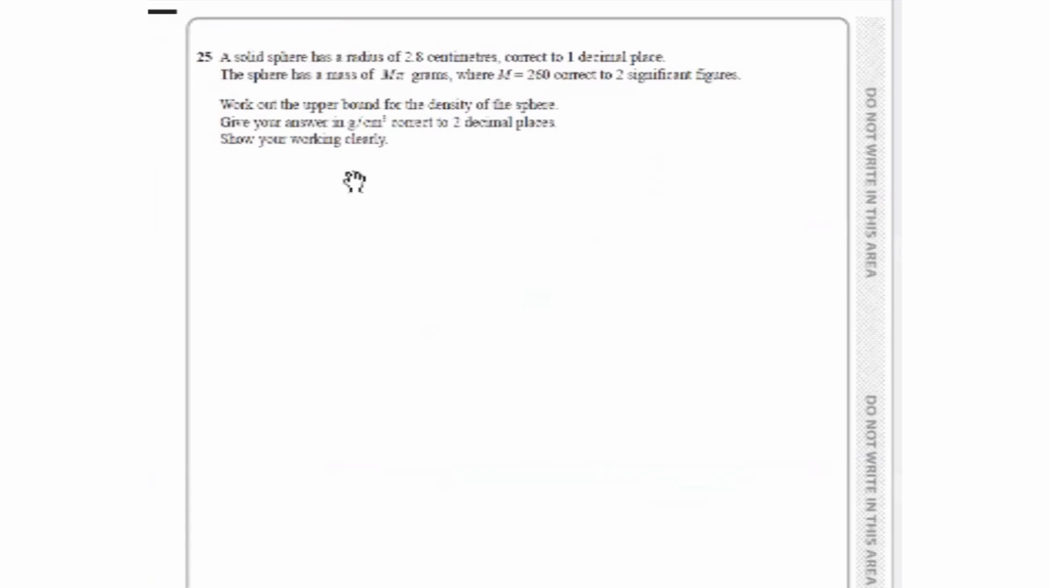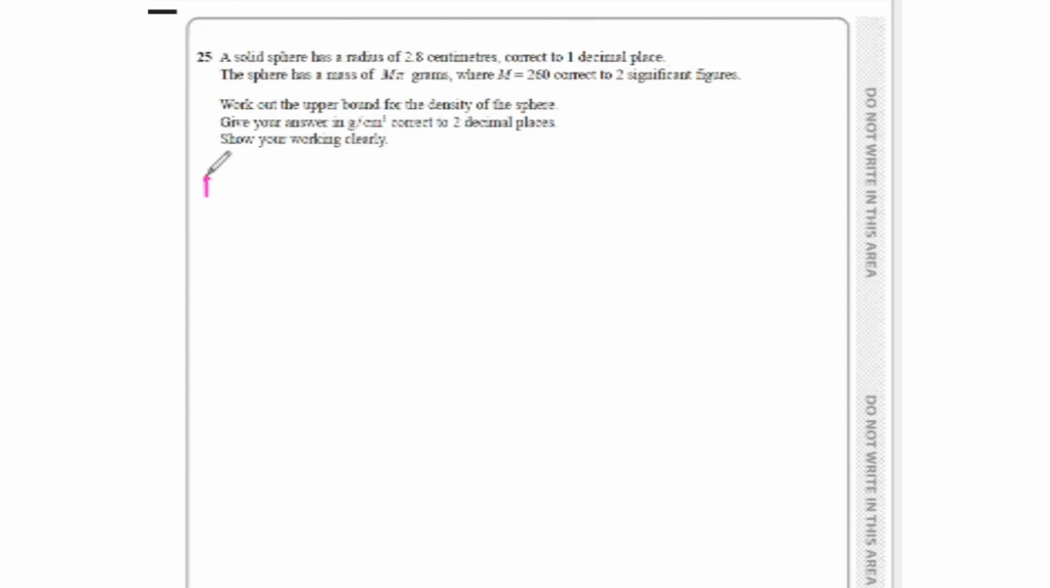Then question 25 says a solid sphere has a radius of 2.8 centimeters correct to one decimal place. The sphere has a mass of m pi grams, where m is 260 correct to two significant figures. Work out the upper bound for the density of the sphere, giving your answer in grams per centimeter cubed correct to two decimal places. Show your working clearly.